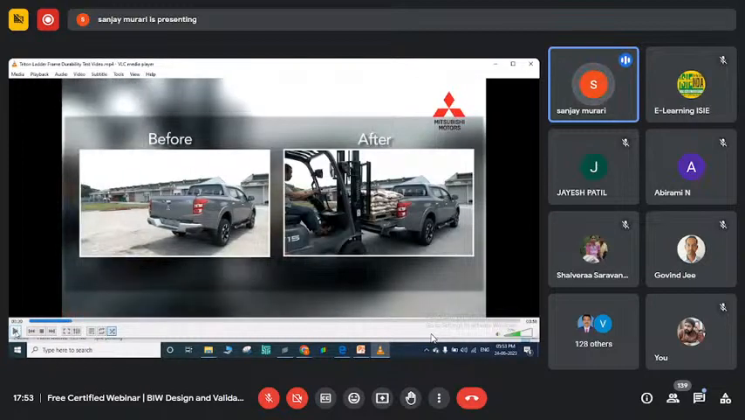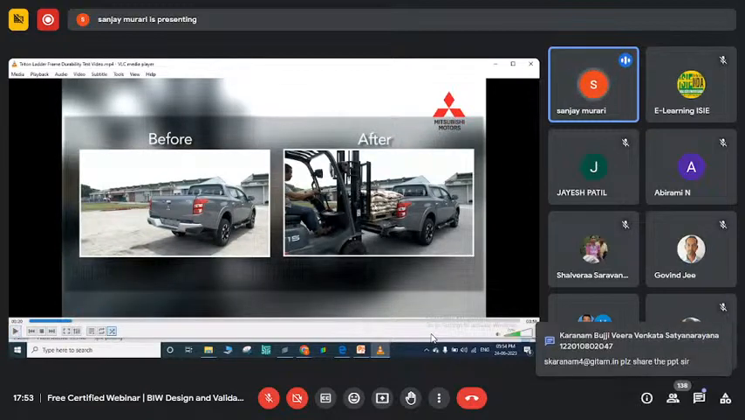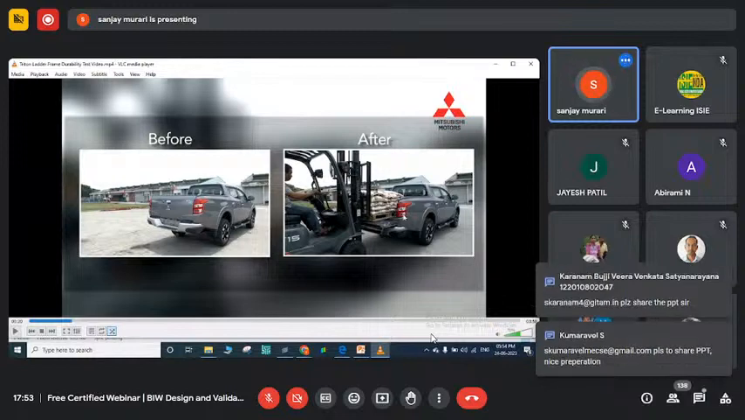See, soon after putting the load here, before the vehicle was like this, and after putting the load, the vehicle deforms like this. When it deforms, it should have good enough stiffness.